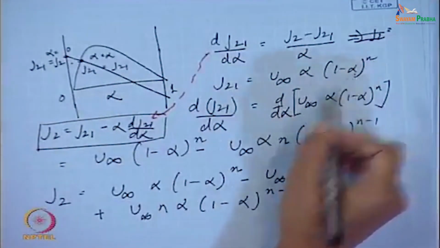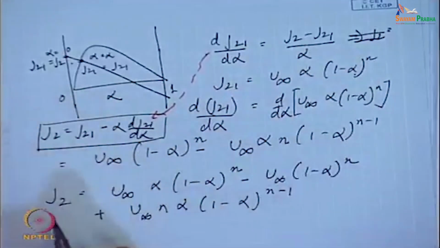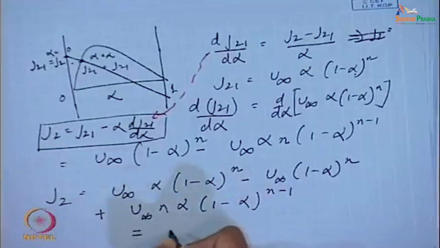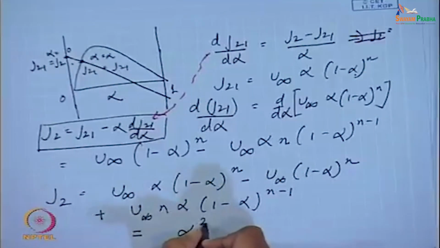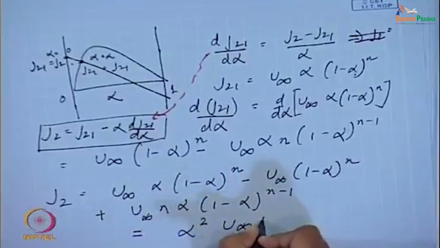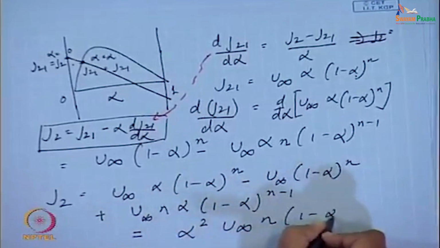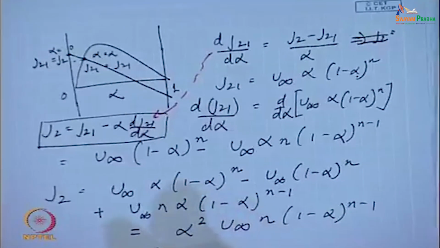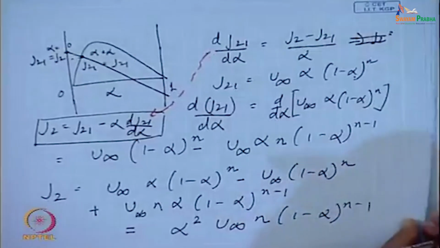So, if I substitute this and this in this particular equation, I get an expression of J2, where this can be written down as alpha square. If you work it out you will find n into. So, J2 can be obtained by an equation as alpha square u infinity n into 1 minus alpha whole to the power n minus 1, correct. Achha, in a similar way, what is J1 equal to?